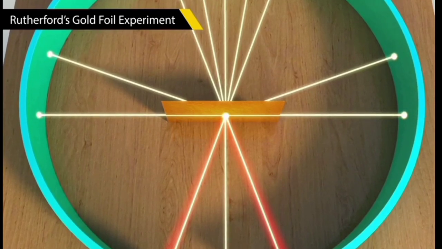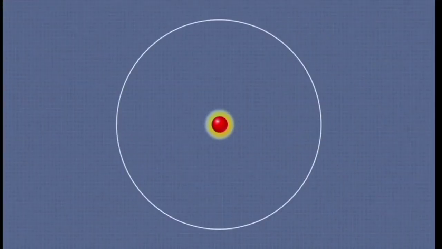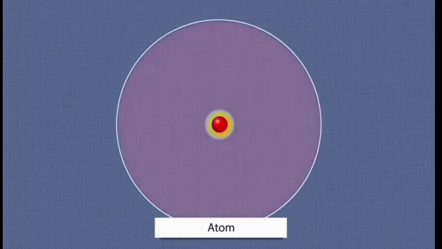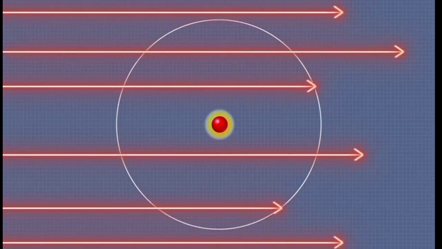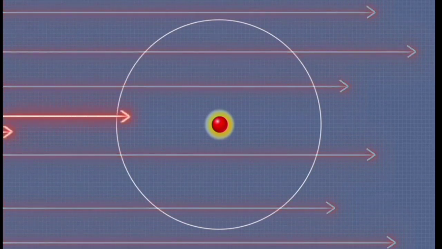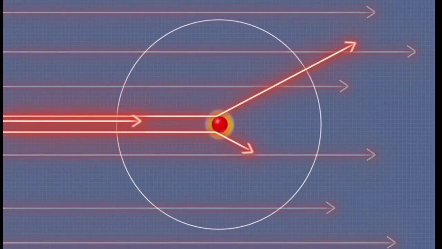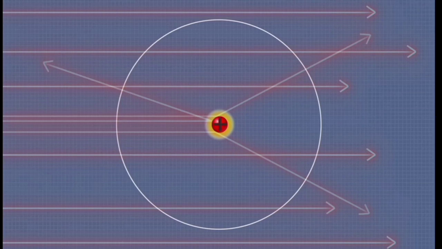Based on these observations, Rutherford concluded that most of the space inside an atom is empty, as most of the alpha particles pass through the foil without getting reflected. Very few particles were deflected from their path. This deflection was caused by the repulsive force of the positive charge in the atom.